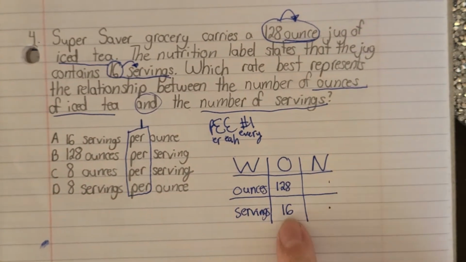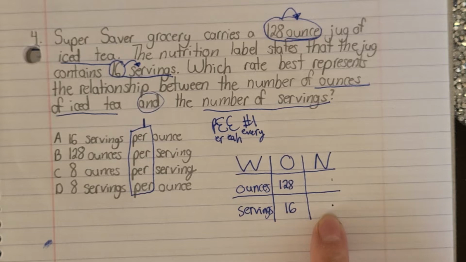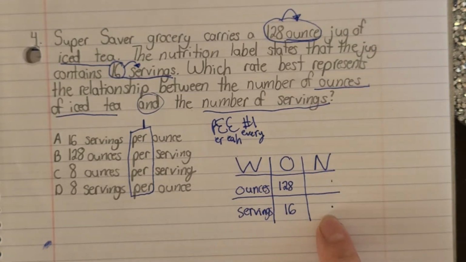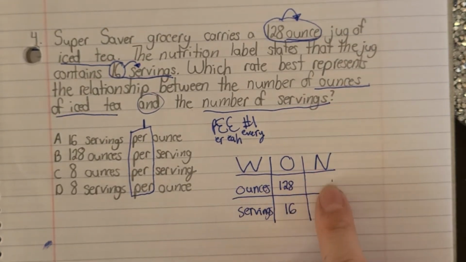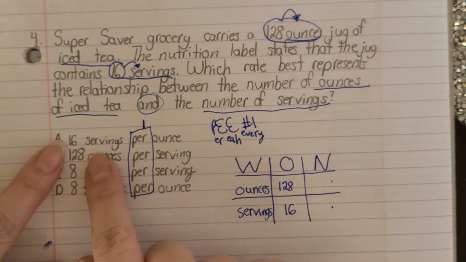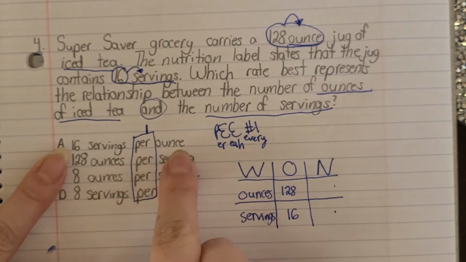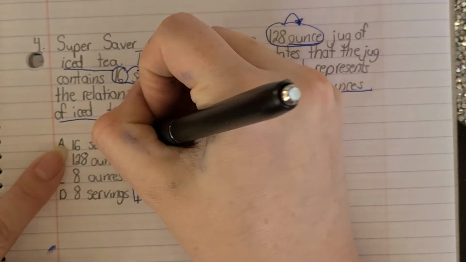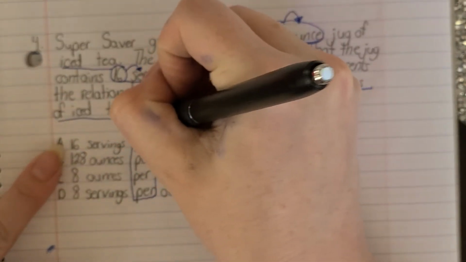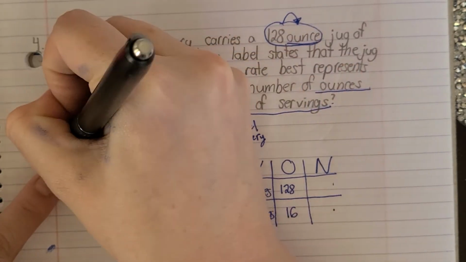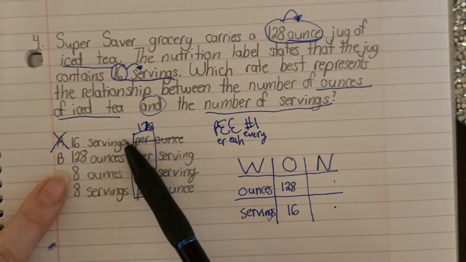Okay. If I go from 16 to 16, nothing changes. You could say you multiplied by 1. Well, 128 times 1 is 128, not 1 ounce. So this is not 16 servings per ounce. This is 16 servings for 128 ounces. Okay. This one's false.